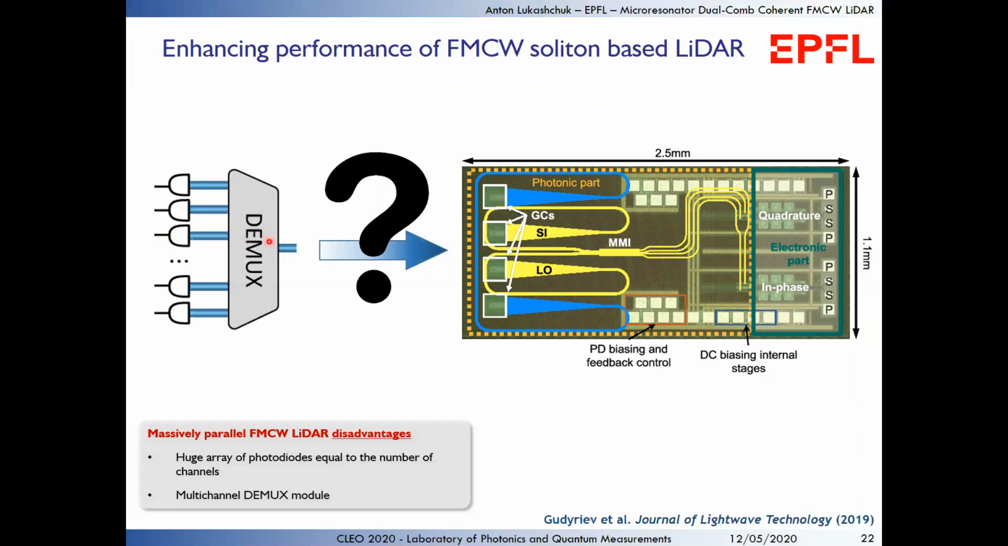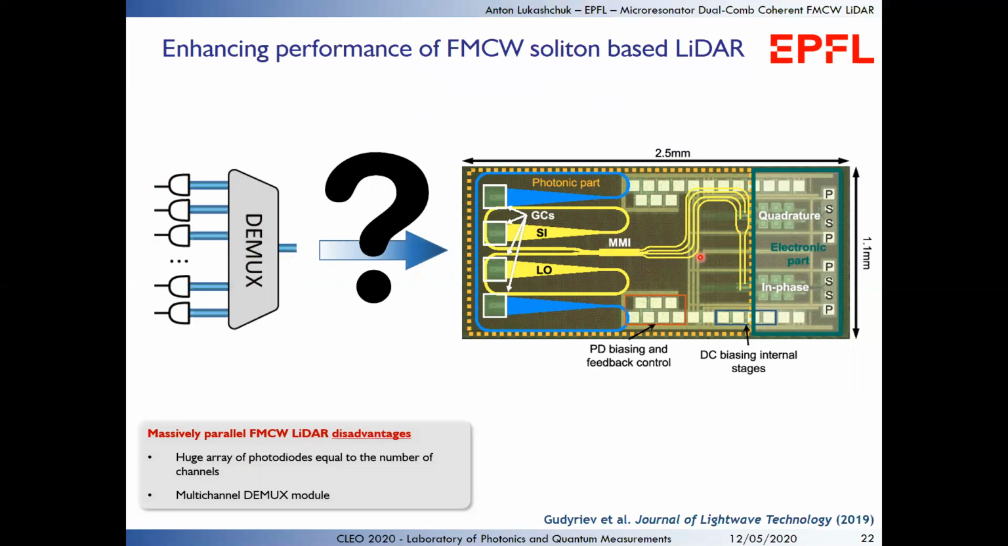But then you can think, okay, can we further improve our system? The main disadvantage is that we need N photodiodes, where N is the number of optical channels that we use, and we also need a demultiplexer. If we want to put the system on the chip, it will occupy some space. Can we somehow improve that system? And yes, we can do that.